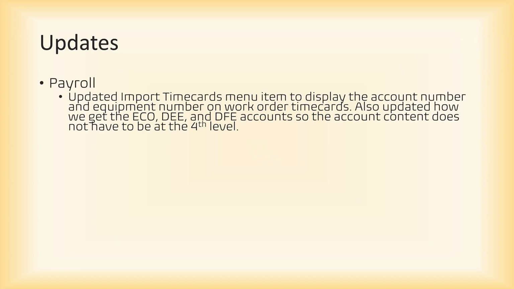In payroll, we did some work on the import time card system. There were some issues where it wasn't displaying the account number correctly that it was importing. It was actually importing to the right account number, it just wasn't displaying it right. We also updated how we locate and find your equipment capital outlay, your direct equipment expense, and your direct fuel expense account numbers for different pieces of equipment. That way we can work with multiples, because it's becoming an issue where some road commissions have it in different places. So we built it so we could work around that.